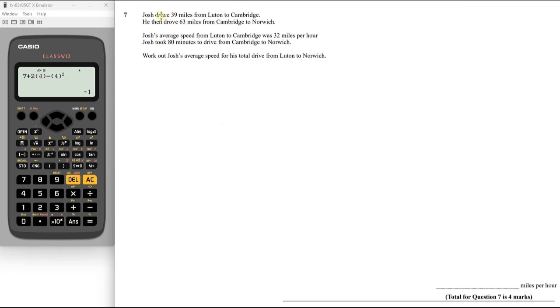Question number 7. Josh drove 39 miles from Luton to Cambridge. He then drove 63 miles from Cambridge to Norwich. Josh's average speed from Luton to Cambridge was 32 miles per hour, and Josh took 80 minutes to drive from Cambridge to Norwich. Work out Josh's average speed for his total drive from Luton to Norwich.